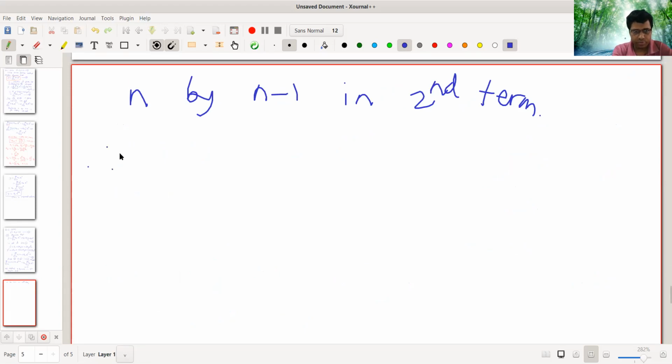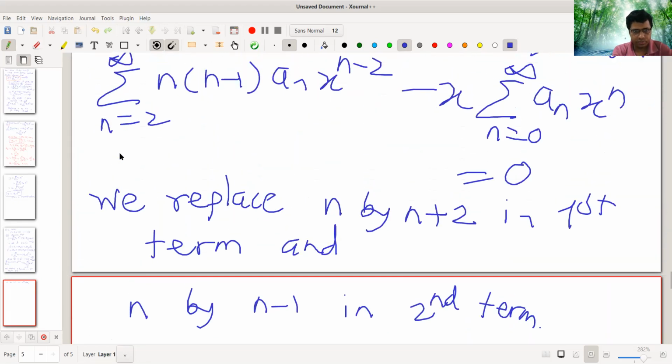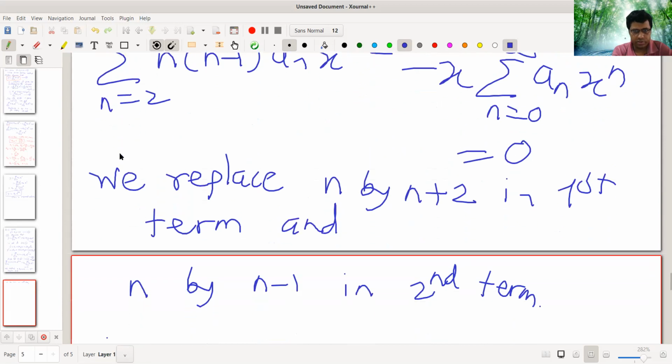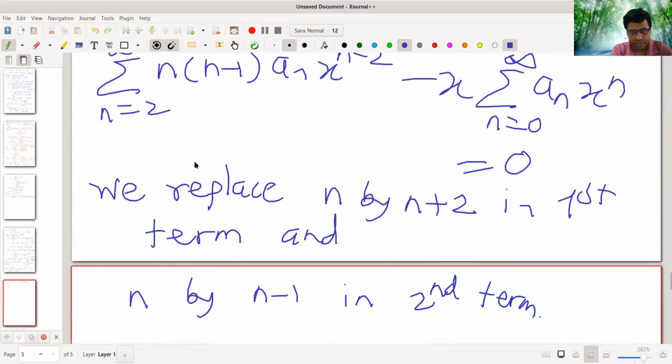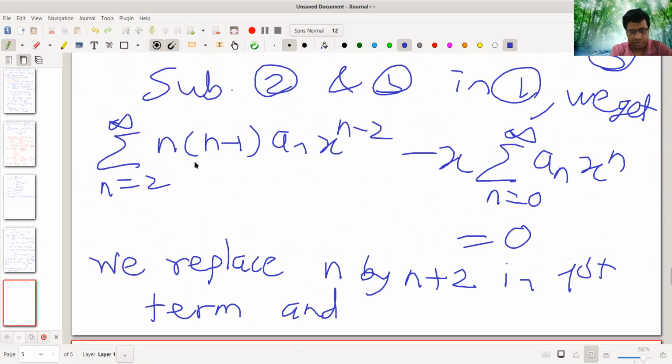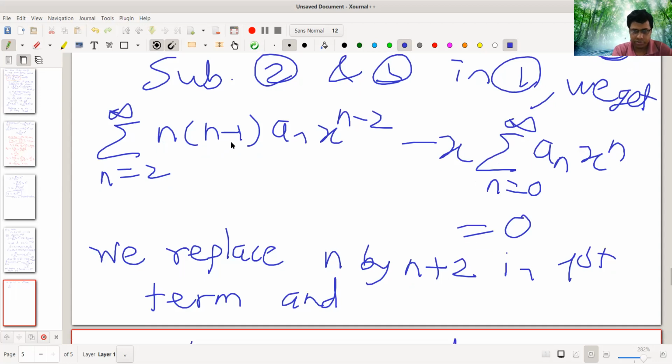Okay, now the first term becomes summation. We are replacing n by n plus 2. So the first term is n plus 2, second term is n plus 1. Okay, so n plus 2 minus 1 is n plus 1. n plus 2, n plus 1.